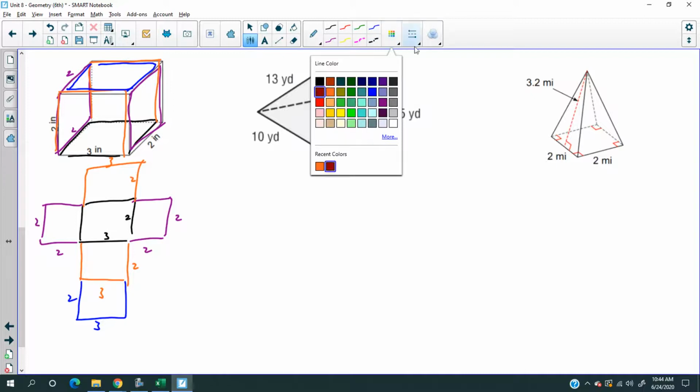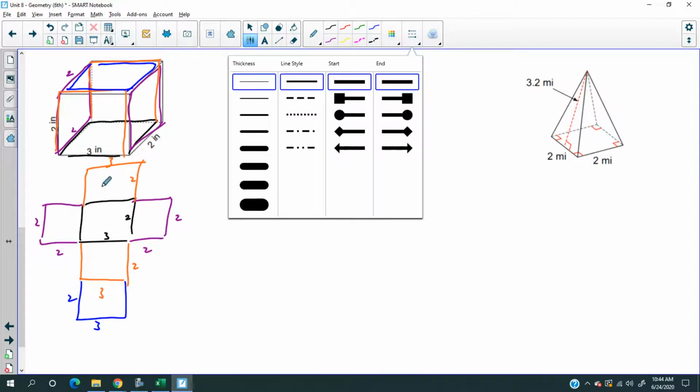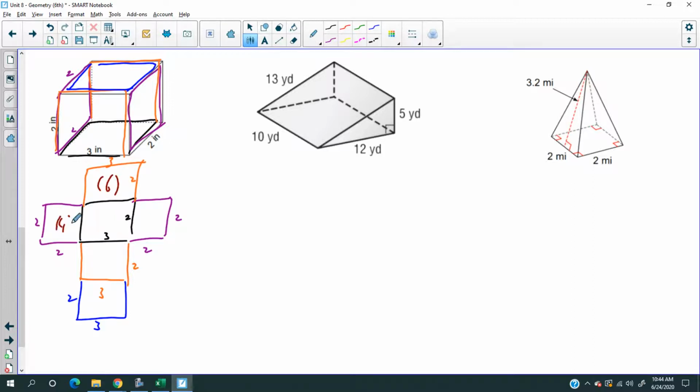All right, let's pick a nice color. Okay, 3 by 2, that's 6. 2 by 2, that's 4. 3 by 2, that's 6. 2 by 2, that's 4. 3 by 2 is 6. Am I right? What's going on? Did I do something wrong? I feel like I'm doing something wrong.